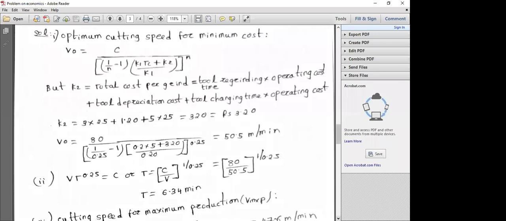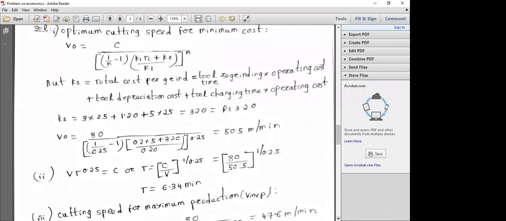After that you have to calculate T. T is the tool life for the minimum cost. What is the term we use for T in the derivation? It is TMC, where MC is minimum cost, and TMPR is the tool life for maximum production rate, and VMPR is the cutting speed for maximum production rate. So in the subscript you have to use these terms.